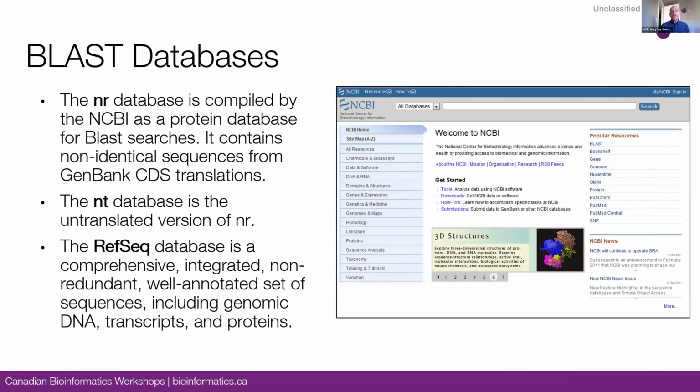Okay. And then you can use these BLAST databases that are helpfully generated for us by NCBI to help out with the annotation. So these are going to be the databases that we're going to consult to find out what the descriptions and the possible annotations are for our newly generated and newly annotated genome. So the NR database is compiled by NCBI as a protein database for BLAST searches. You can download it and you can BLAST your candidate coding sequences against it and see if you get some hits. And there's a nucleotide version called NT. That's the untranslated version.